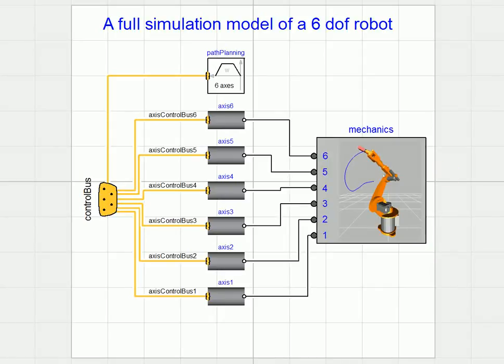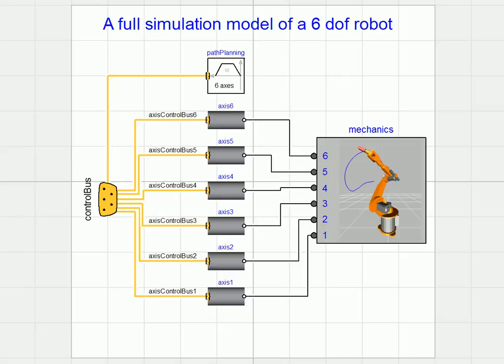Hello everyone. In this video I would like to make a small demonstration of a simulation program done with Modelica. Modelica is a language for modeling and simulation of complex systems or multi-physics systems. So today I will show you a model of a 6 degree of freedom robot.